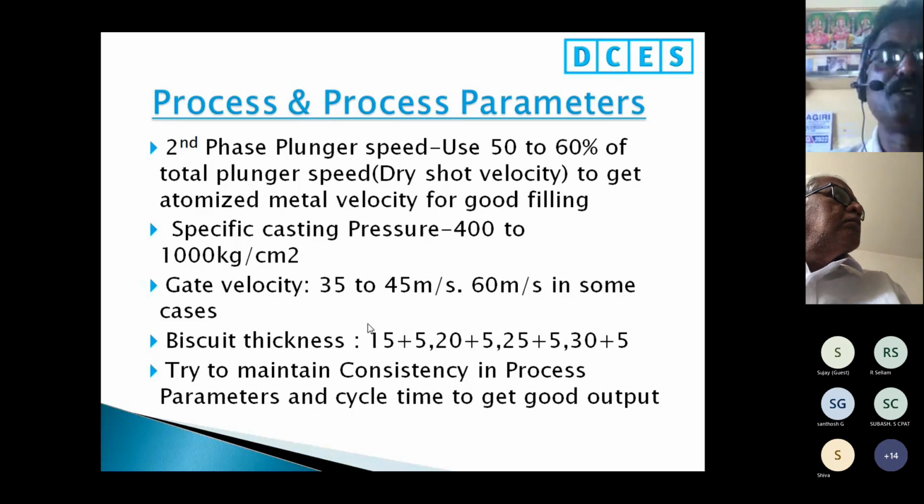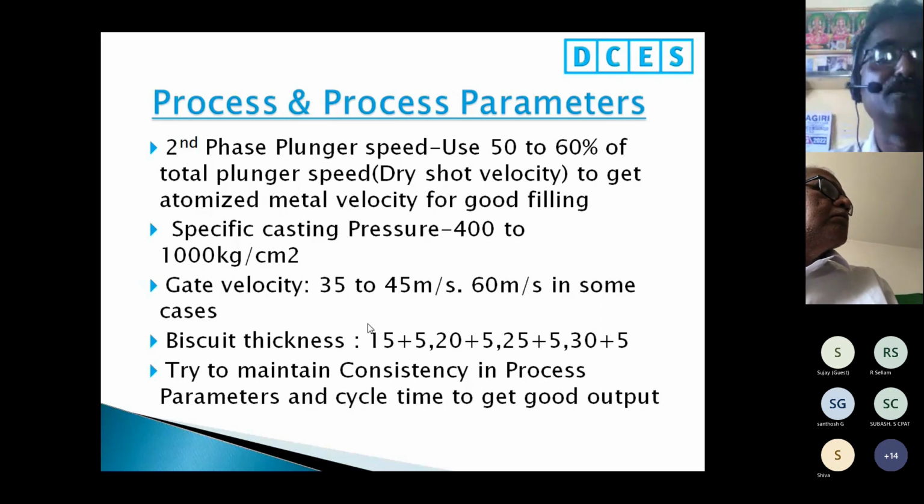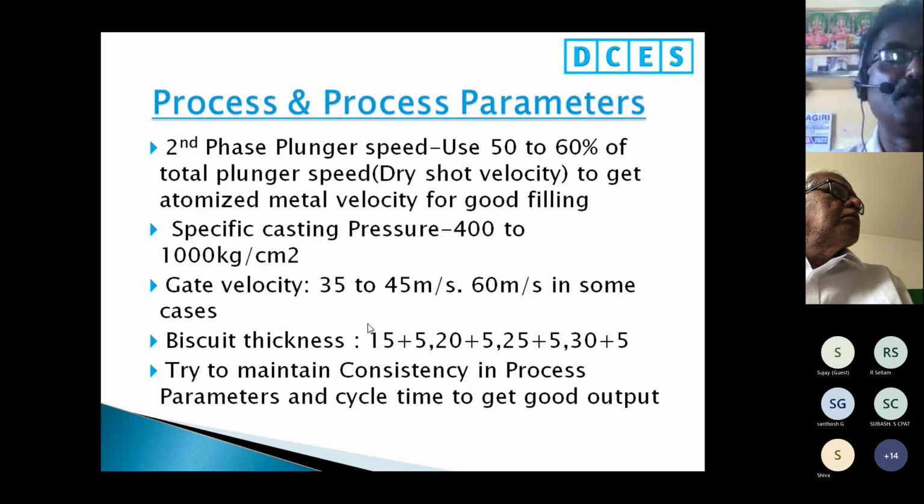And for the specific casting pressure, you can sometimes use 400 to 1000. But I insist not to go more than 800 kg per square centimeter. Otherwise, the die will get more damage and the die life will deteriorate. Then you won't get proper die life. The gate velocity of 35 to 45 meters per second is nominal. It is sufficient. Sometimes we will have 60 meters per second, because in some cases there is a very negligible amount of filling problem.